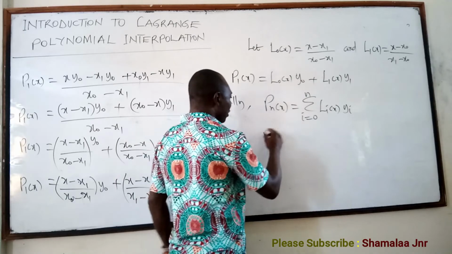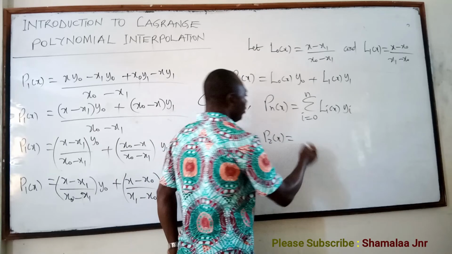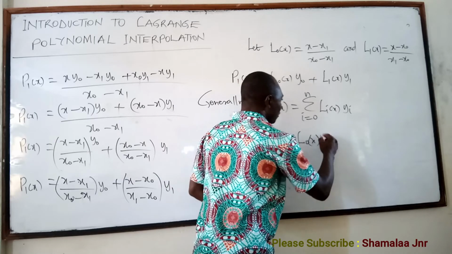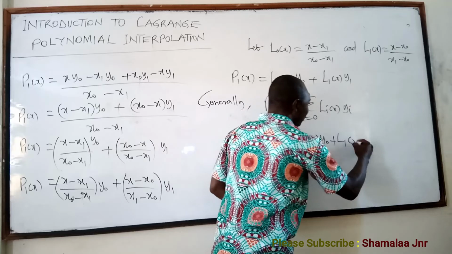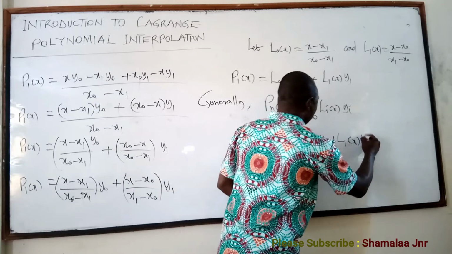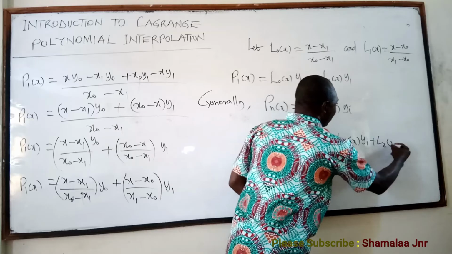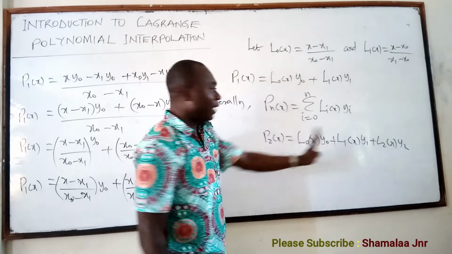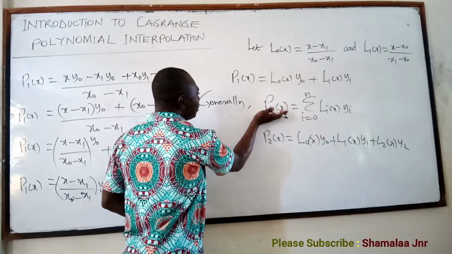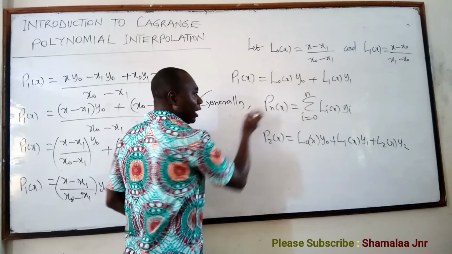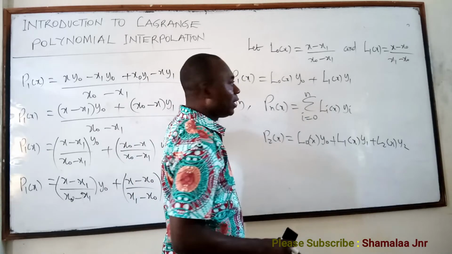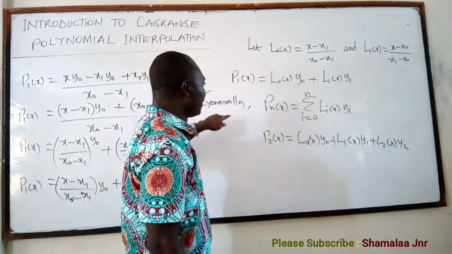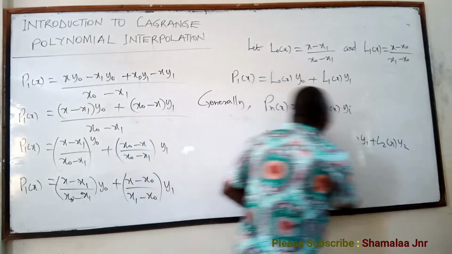If it is a polynomial of degree 2, P2 of x, then I am going to have L naught of x, y naught plus L1 of x, y1 plus L2 of x, y2. Right? If it is a polynomial of degree 3, the same thing. Right? So generally, we can write this. And we are able to get this one from this. You have seen what is happening here, and you have to generalize it. Isn't it? Okay.